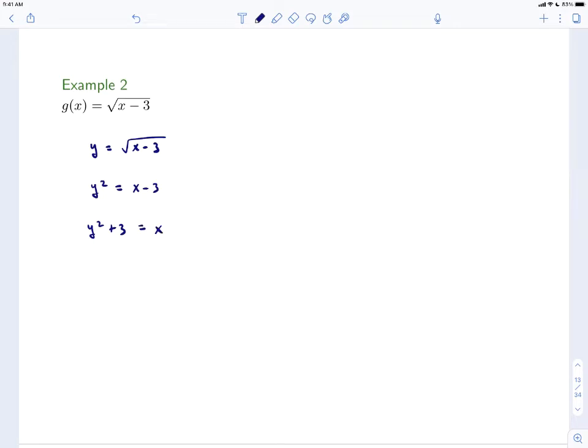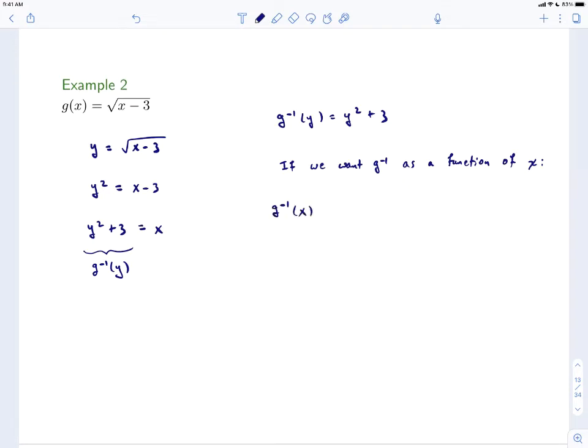And everything that is equal to x gives you the formula for the inverse. So in this case, it's the inverse of g. So g inverse of y is equal to y squared plus 3. And again, if we want g inverse as a function of x, then all we have to do is replace all of the y's with x's. So g inverse of x is equal to x squared plus 3.